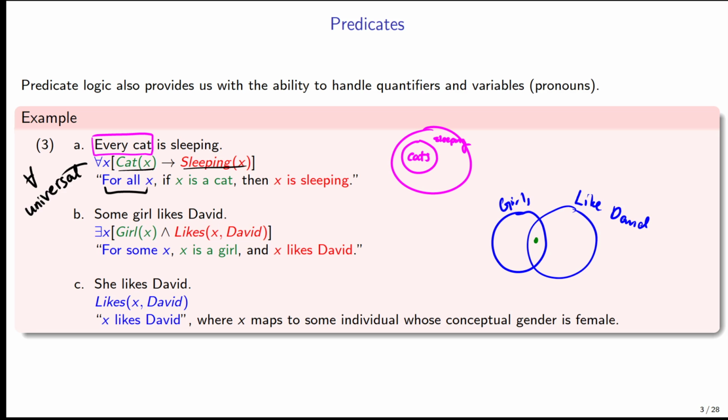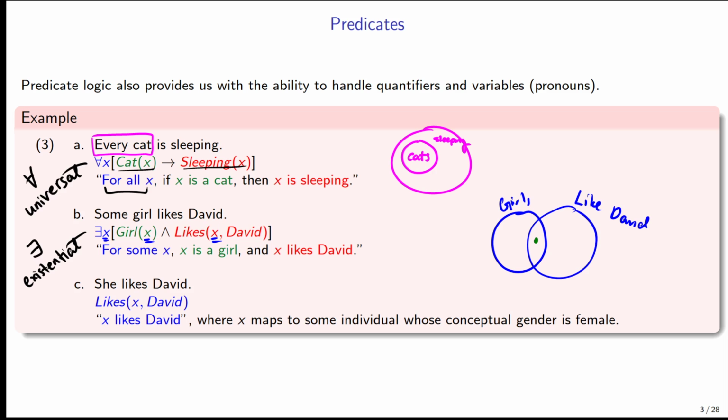So there's something that is a girl, and there's something that likes David, and those happen to be the same thing. So we have another new quantifier here that we can use in translation. This is the backwards E, and this is called the existential. This just means some, or at least one. So to say some girl likes David, we could say, there is something out there, variable x, such that x is a girl, and that x likes David.